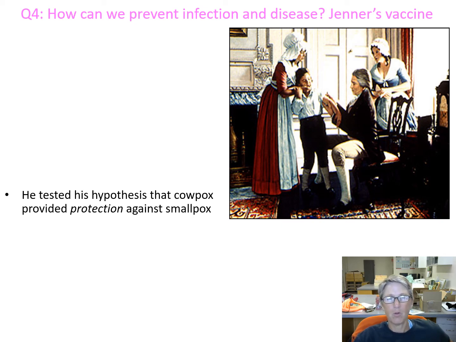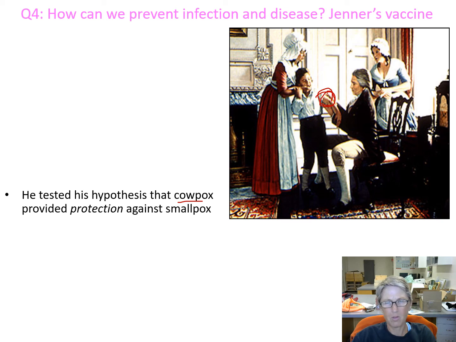So we're still on question 4 now. Let's look at, now we're on a new question. How can we prevent infection and disease? So Jenner. This is a painting of Edward Jenner giving the first inoculation of cowpox into this boy. There are different stories. I originally heard the story that he made one of the women who worked for him give up her son to be tested on. I don't know if that's true or not, but anyway, he tested the hypothesis that cowpox provided protection against smallpox.